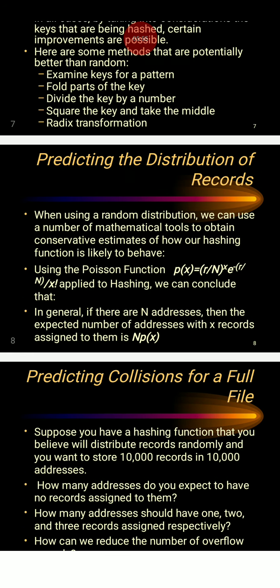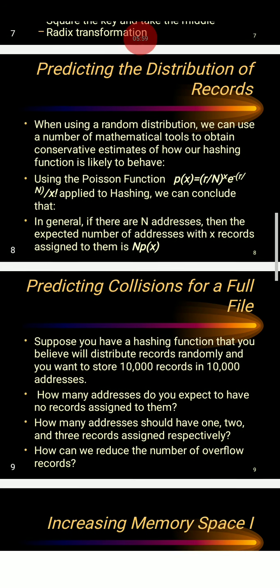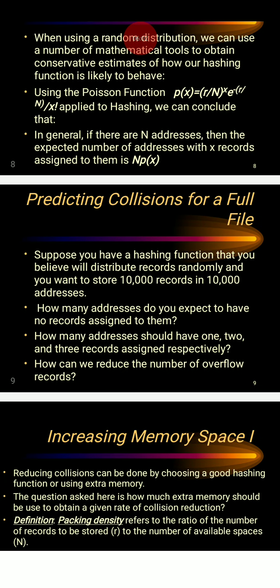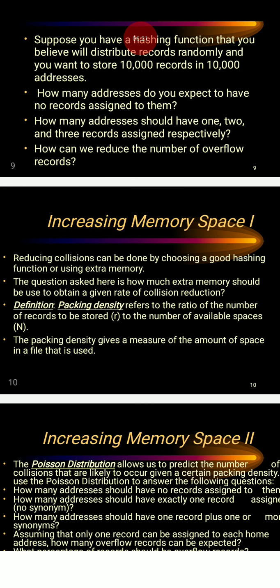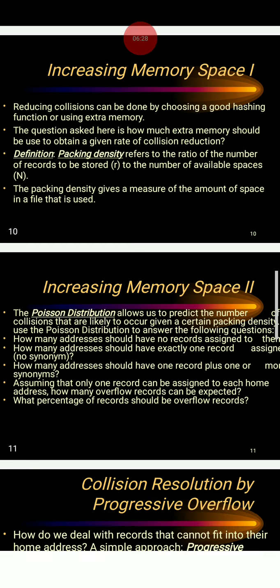Next, we predict the distribution of records using the Poisson distribution method. This is the formula for that. Suppose you have 100 records, how can you distribute them? We calculate how many addresses are assigned with 0 records, how many with 1 record, how many with 2 records, and how many with more than 2 records. Based on that we calculate the packing density, meaning the number of available spaces and the number of records we are storing defines our packing distribution.